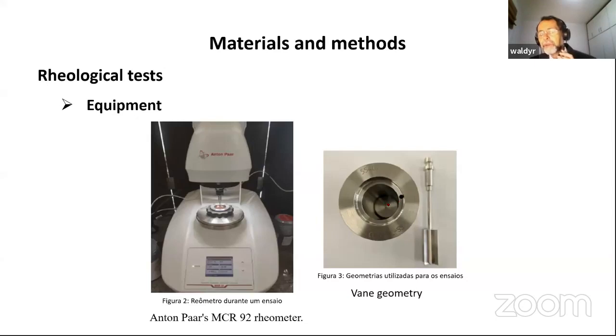We're going to deform this material. We're using this geometry that is well known for geotechnical engineers. It's a vane, a miniature vane that's going to be introduced here. And then you're going to apply a torque, and the material is going to resist and deform. So these quantities will be measured, and then we have the rheological results.